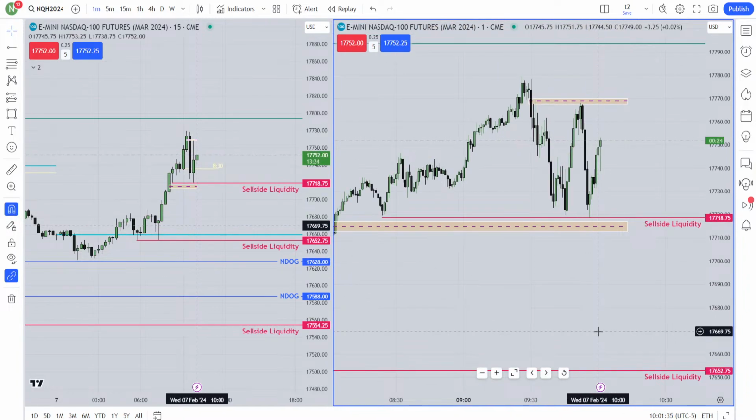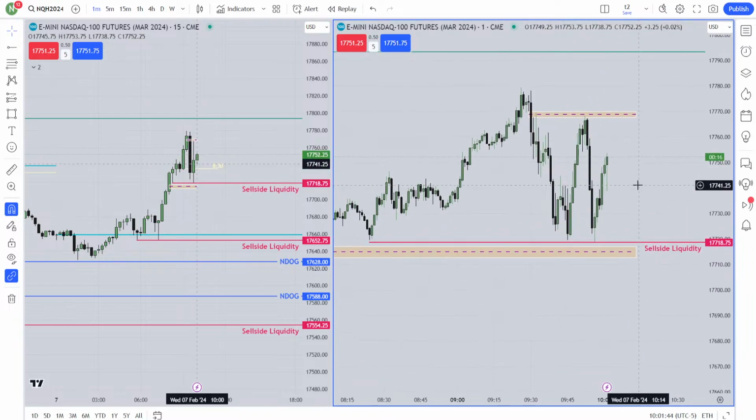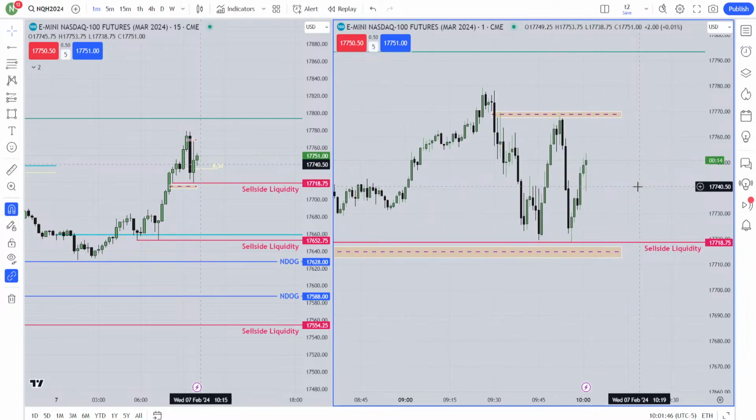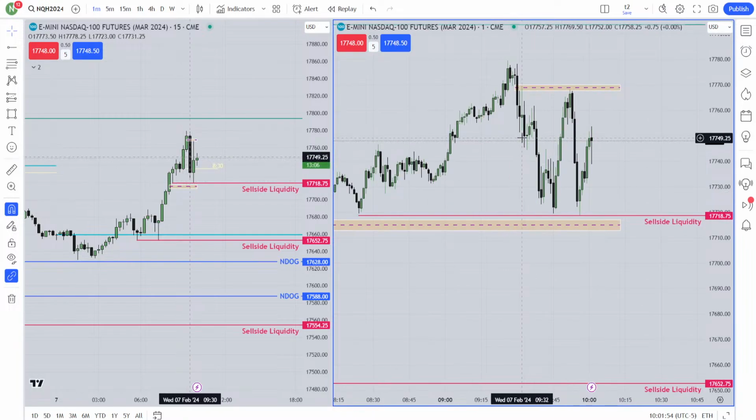ICT says we don't know what a real inversion fair value gap is. Do you have any idea? No man, I don't have any idea about inversion fair value gap. Okay, I don't either. But there is something I saw that worked. How can I explain? There is no example, but if I can show it to you, let me check actually.